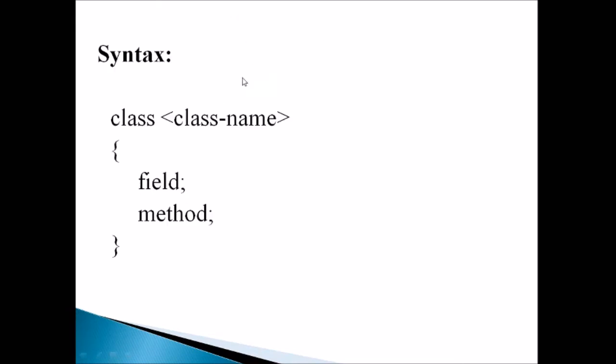Next, the syntax for the class. How should the class be declared? Okay, so here first, class is given. Here it is called a keyword. Followed by the class keyword, there should be a class name. It can be any name except keywords or reserved words. And after the class declaration, there will be open and close curly braces.